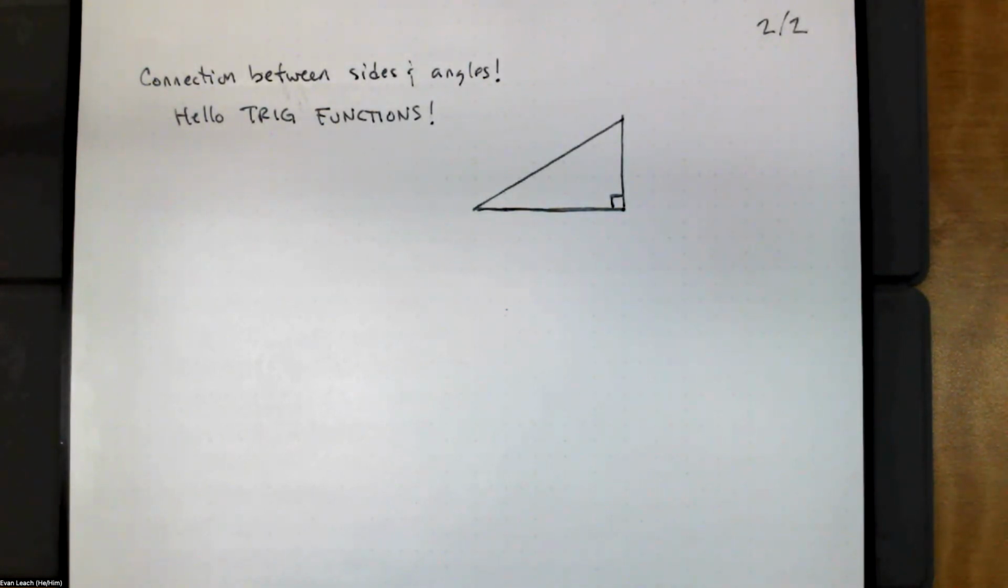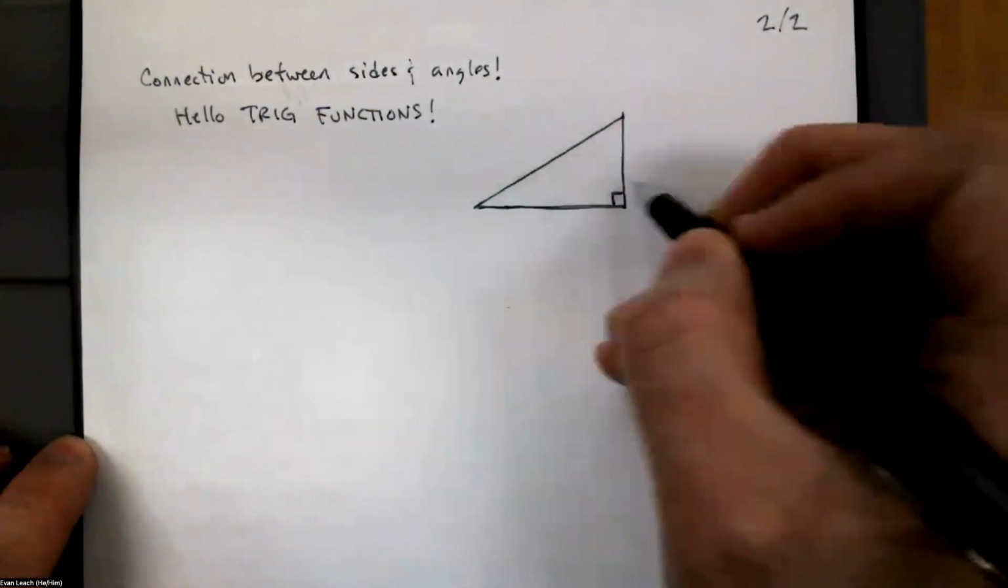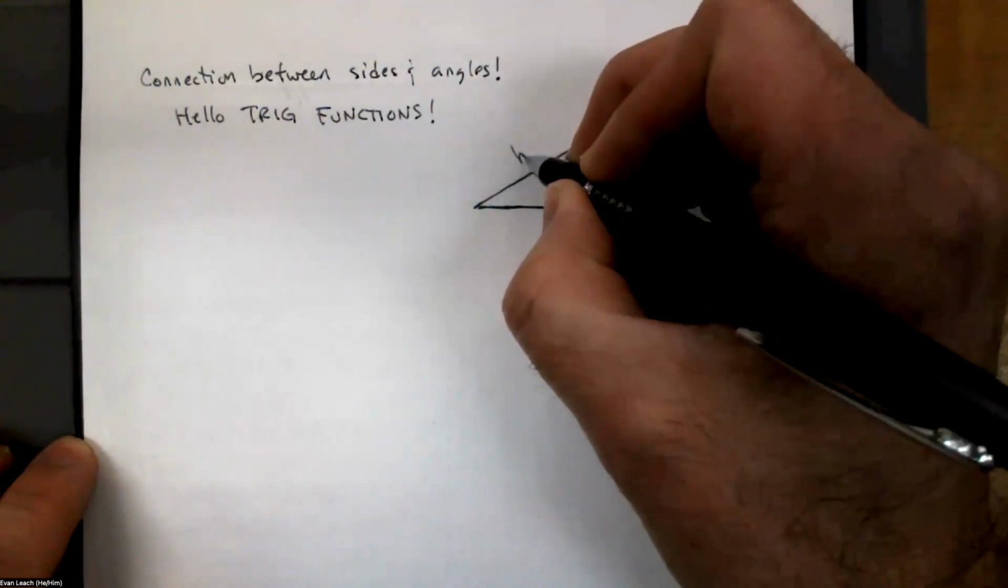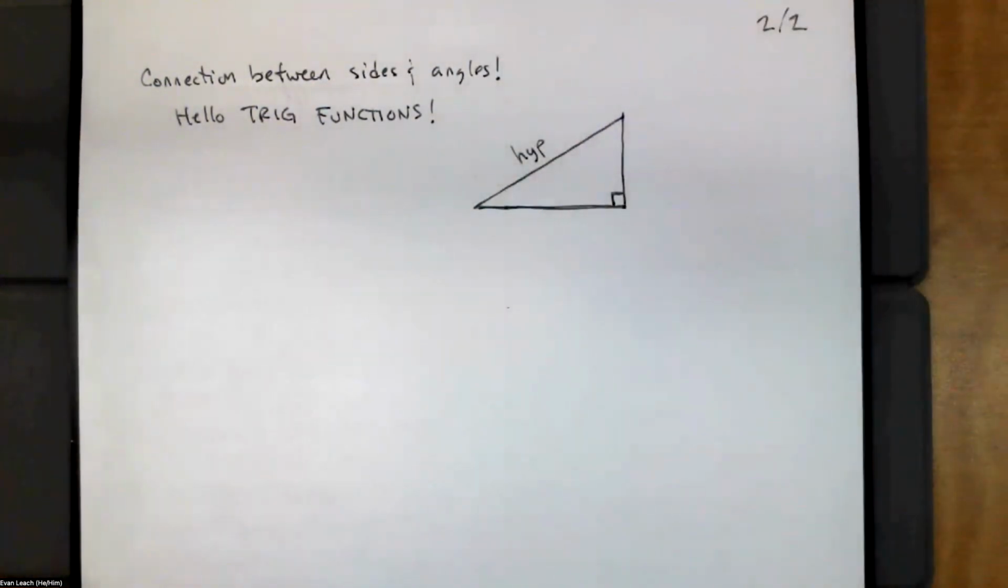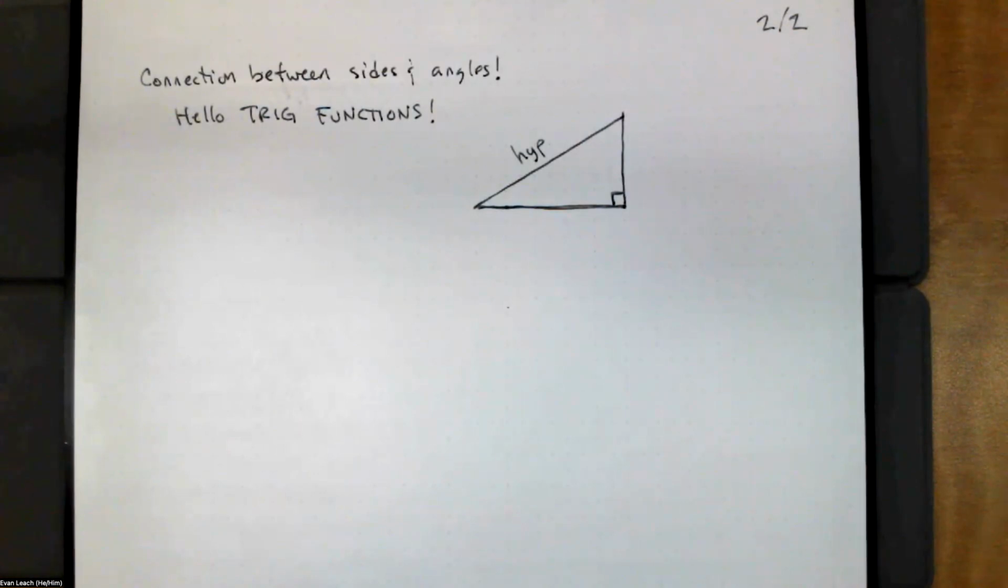Rather than label my sides A, B, and C, and my angles alpha, beta, and gamma, I want to use the names of things. I know that the side opposite the right angle is the hypotenuse. We're going to abbreviate that HYP. We're not going to speak the abbreviation. We're going to say hypotenuse, but we're going to write hyp.